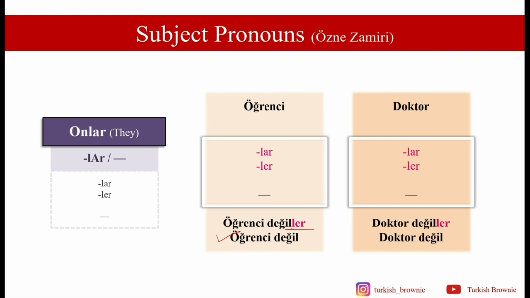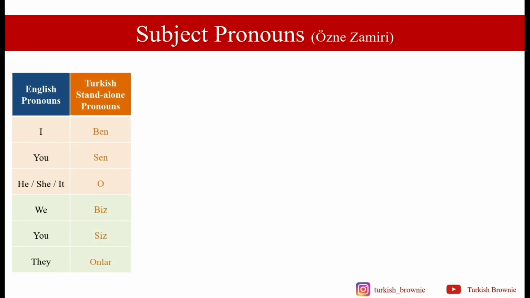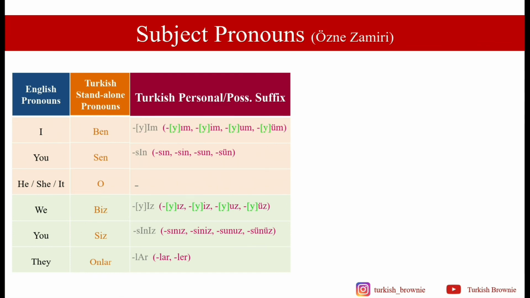So now we've reached the end of our lesson and it's time for a short summary and a revision chart as well, so you can take your screenshot then. So in this lesson, on the whole, we've learned that these are the English subject pronouns, and then we have the Turkish standalone pronouns ben, sen, o, biz, siz, onlar. And then we learned about the Turkish personal or possessive suffixes for each of these subject pronouns. However, there is no specific personal or possessive pronoun for o. And for the case of onlar, we have two options. We could either use the suffix lar or ler, or there is no option. I mean, you don't use any other suffix.